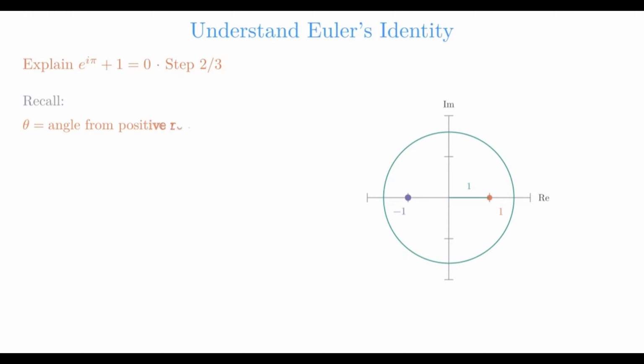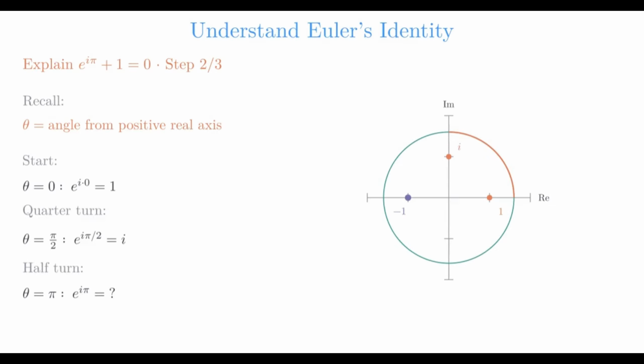Step 2. Theta is the angle measured from the positive real axis, going counterclockwise. When theta is 0, we're at the point 1 on the real axis. A quarter turn, theta equals pi over 2, lands us at i, the top of the circle. And a half turn, theta equals pi, takes us to the other side. Where does that land? Half a turn around the unit circle from 1, that's exactly -1.